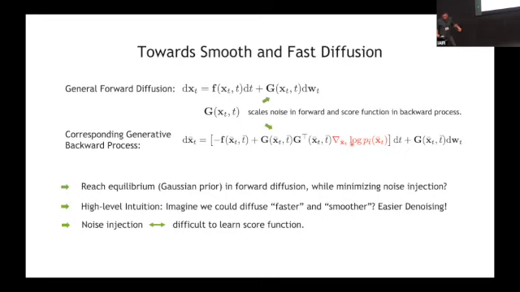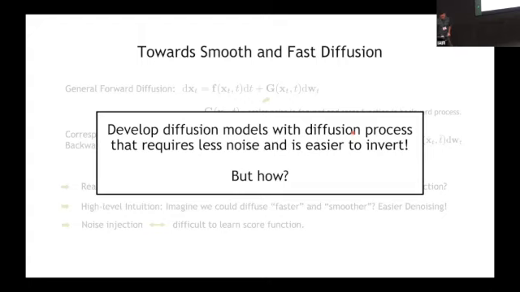So if we could somehow set up a diffusion term where this F would be more dominant and this G would be smaller, it would also mean that the contribution of the score function term, which is ultimately approximated by a neural network, would be less. This would all be desirable. So this is the direction we want to think into, but how the heck can we do this? We want to develop diffusion models with a diffusion process that requires less noise and is easier to invert. But how? And now I want to make a big jump.